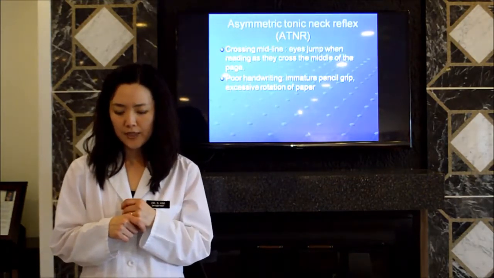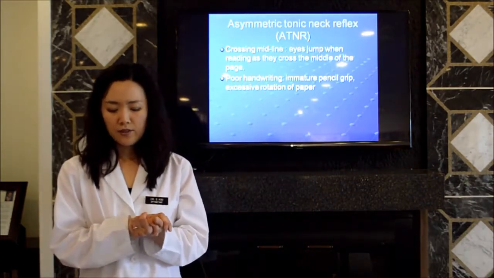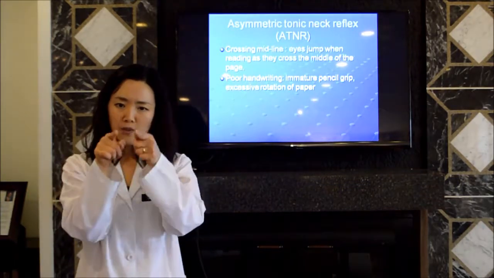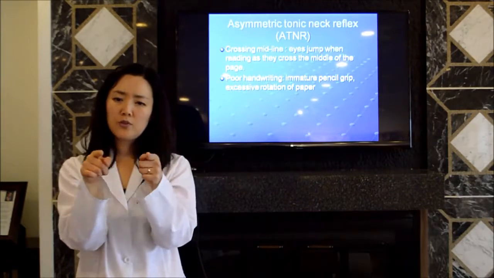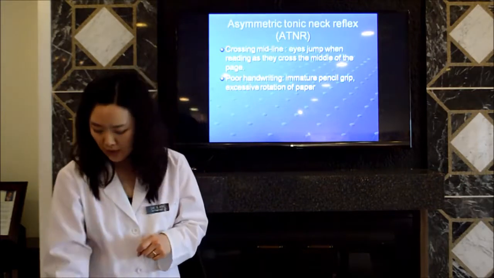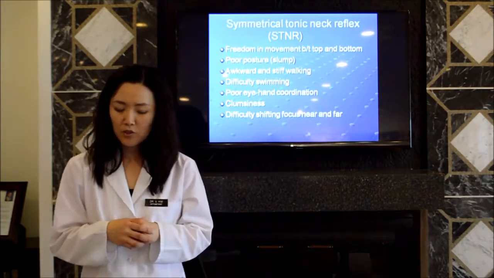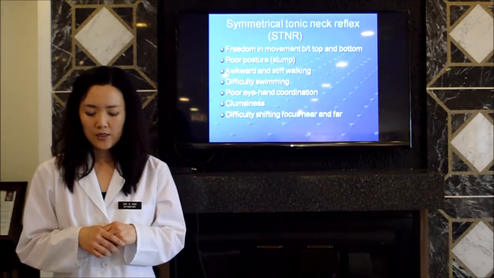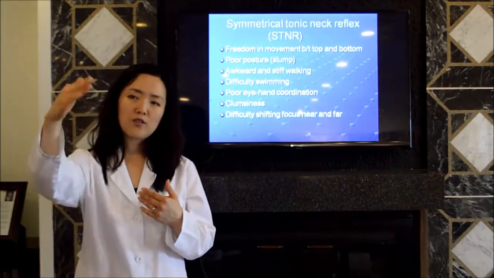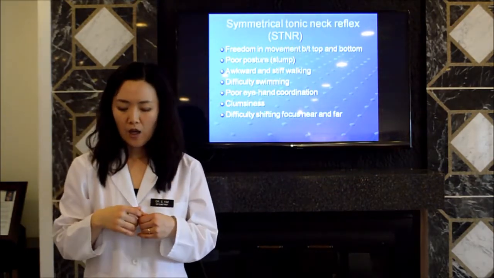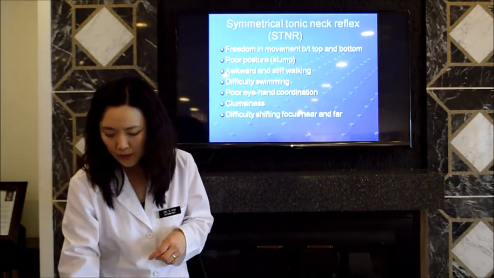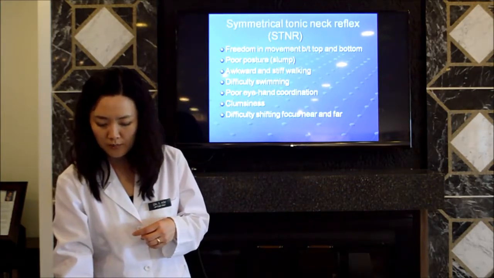Asymmetric tonic neck reflex. When this is not integrated, they have difficulty crossing the midline, so their eyes jump in the middle, so it's harder for them to read and understand what they're reading. And they also have difficulty with their handwriting. Symmetrical tonic neck reflex is the one where, when it's not integrated well, they generally have difficulty changing their focus far and near, and awkward, stiff walking, swimming is difficult, eye-hand coordination is difficult, they're generally clumsy.